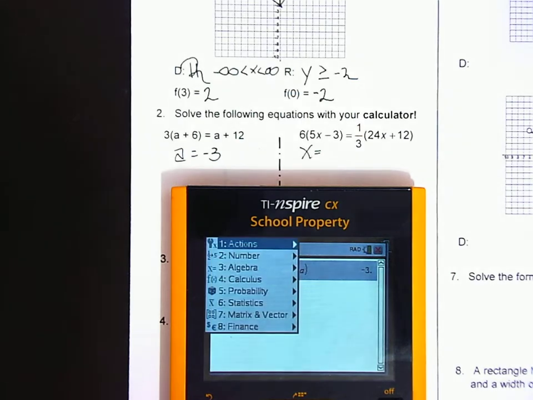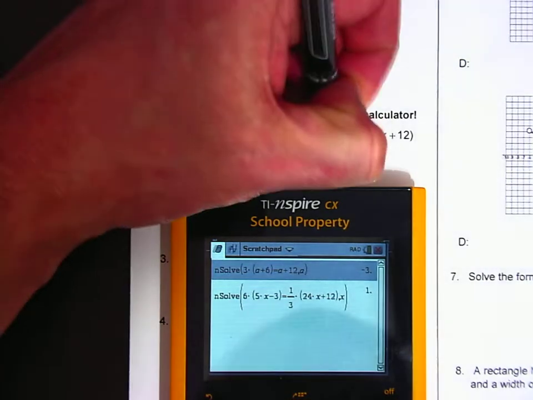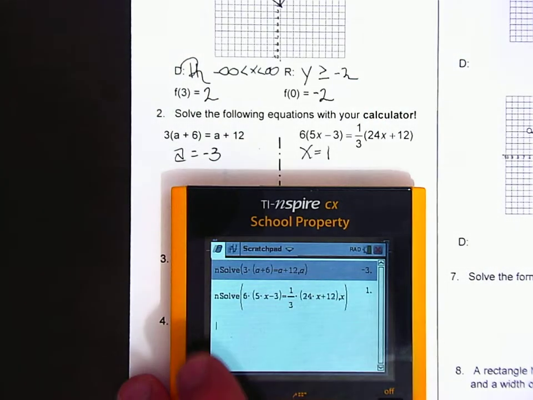Our next equation to the right is going to be solved for x. So I'll do menu 3, 1 again, and I'll enter the equation in exactly the way we see it. 6 times parentheses 5x minus 3, equals the quantity 1/3. Let me get my fraction bar there. And then parentheses 24 times x plus 12, close parentheses, comma x. Hopefully I typed everything in correctly the first time, and I get 1. So those are my solutions for problem number 2.